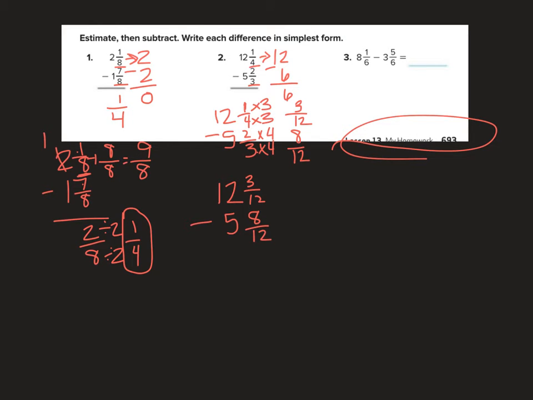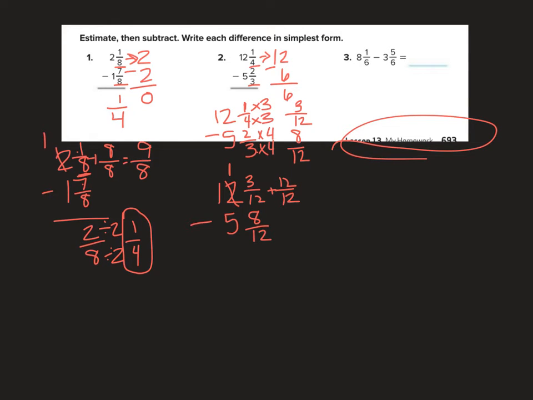Can I do that? No, I can't. I'm trying to do 3 minus 8. I can't do it. I don't have enough. So what I need to do is ungroup. Now, we could just take away from the 1s, or you could cross it out and write 11. Doesn't matter. I'm taking away 1, and I'm going to add it over here as 12/12.